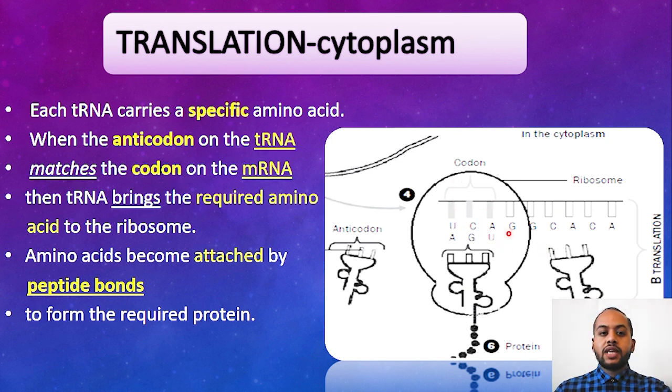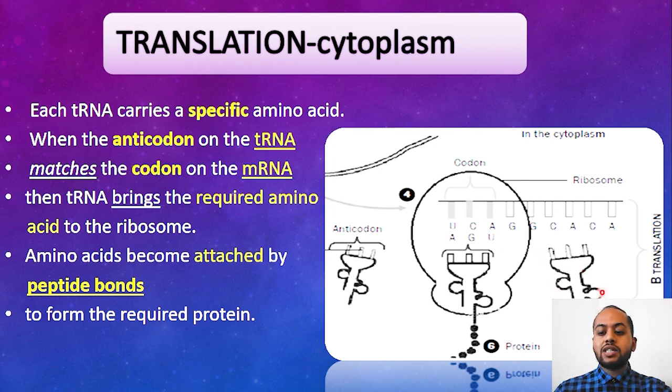So if we have a look at the mRNA strand, the first codon, we have UCA. The complementary anticodon, which is going to be complementary to that, should be AGU. So if on the mRNA strand we have a codon UCA, then the anticodon, which is complementary to that, will be AGU. So what exactly happens in translation?